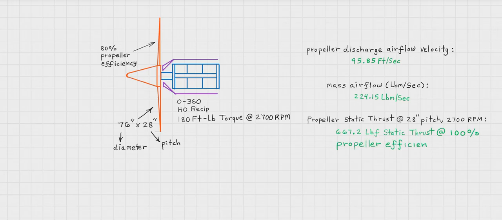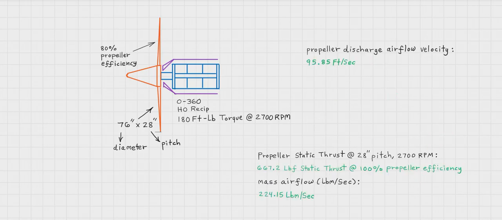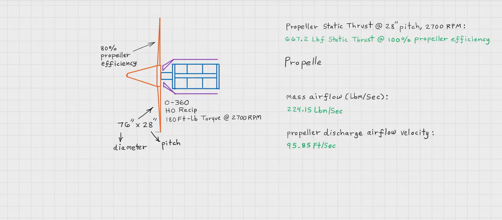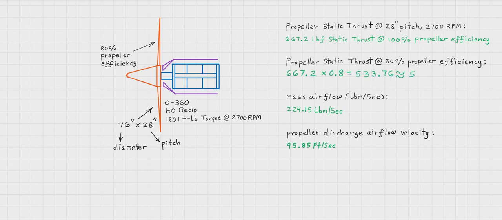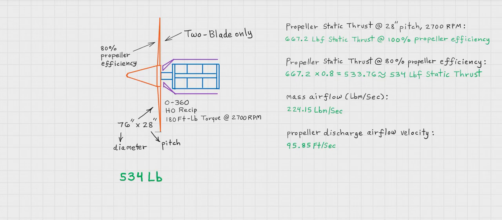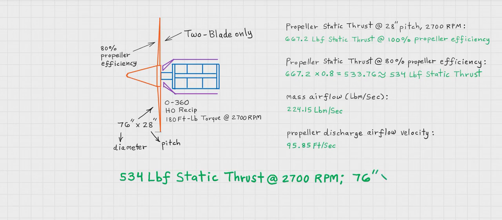So if we take that value and multiply it times 0.8, we can calculate the propeller static thrust, to a 95% accuracy, of 534 pounds static thrust. This is relevant to two blade propellers only, and if you have more than two blades, there is a logarithmic conversion that is taken from two blades to more than two blades, or multi-blade, 3 or more.